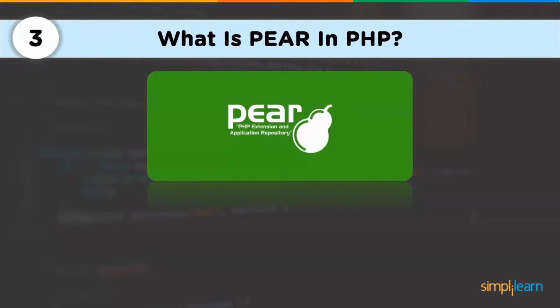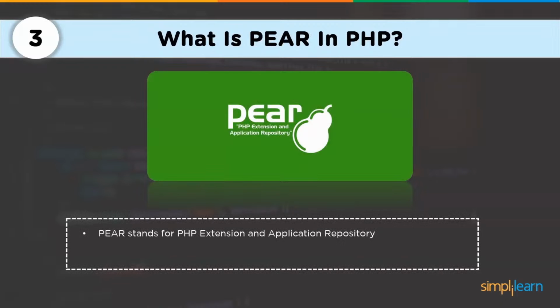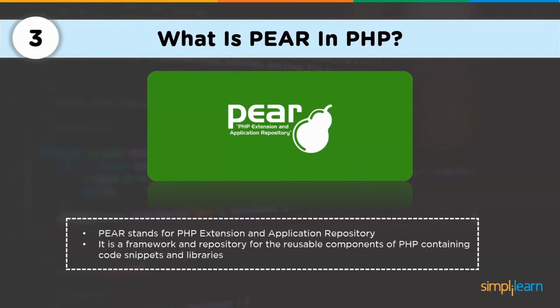Now, PEAR stands for PHP Extension and Application Repository. It is a framework and repository for reusable components. It focuses on reusable components of PHP containing code snippets and libraries.